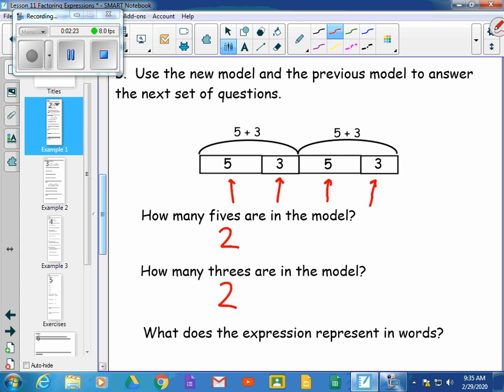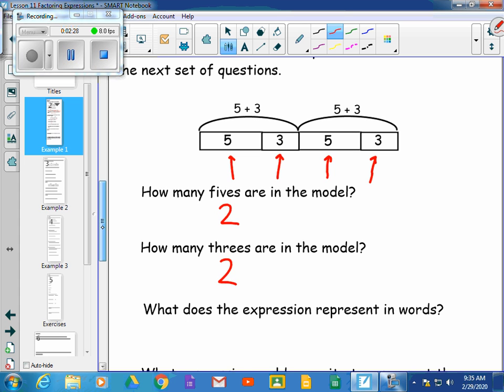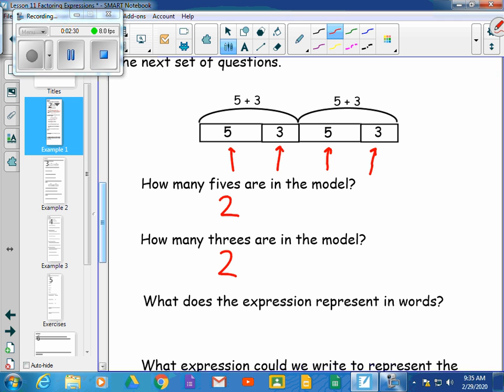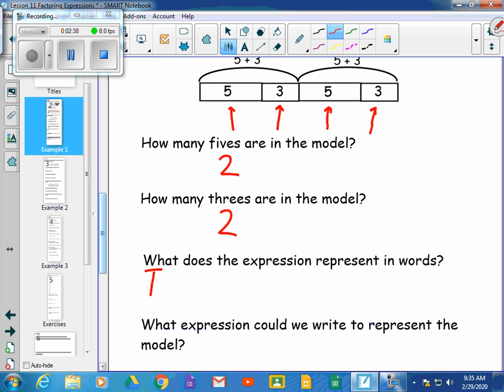Now, what does this expression mean in words? Notice we've got a 5 and a 3 together on the left side, and we have another 5 and a 3 together on the right side. So basically, what we have are 2 groups of the sum of 5 plus 3.